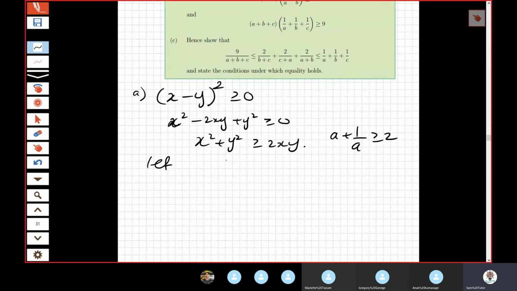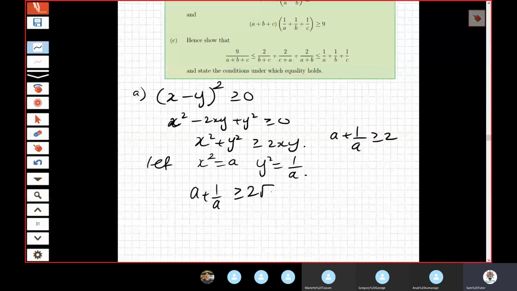It's not that hard, but you just got to say to do something. So here, let. Any ideas? Let x squared equal a, and let y squared equal 1 on a. Therefore, you would end up with a plus 1 on a is greater than or equal to 2 times root a, times 1 on root a. These cancel out, and there you go.